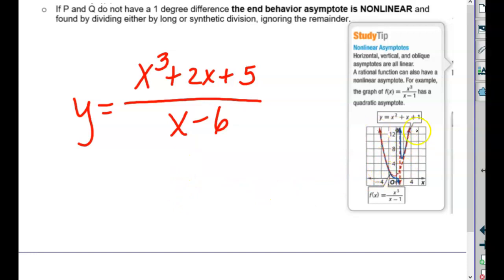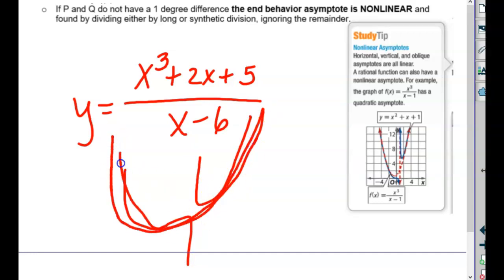We won't do a lot of those, but there are some where the end behavior approaches a parabola. It looks like this. You graph it, and all of a sudden, it looks like this. Well, if you were to zoom out, it looks like a parabola, except it has a break in the middle somewhere. All right.